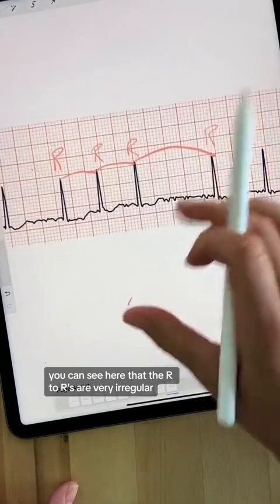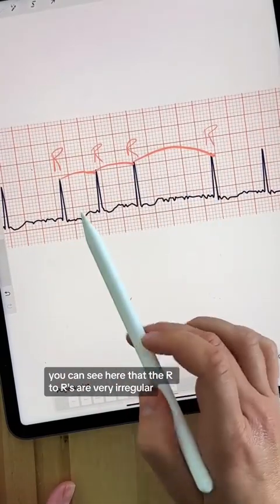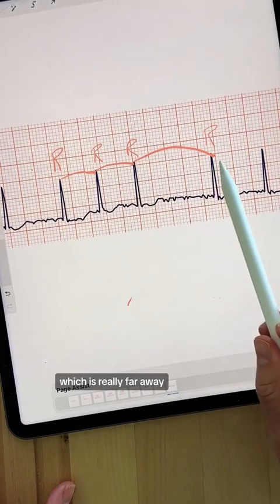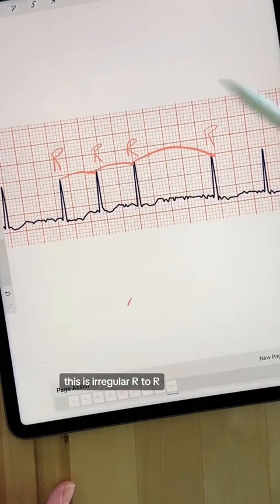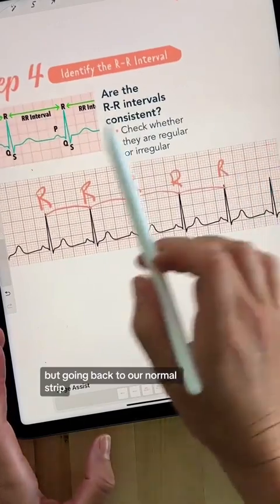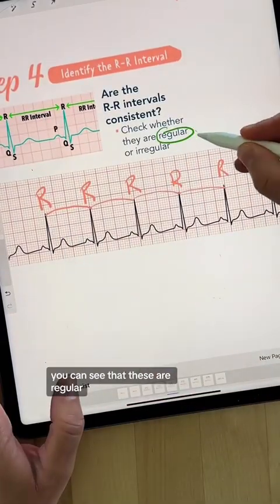You can see here that the R to R's are very irregular. We have some R's which are close, and then we have the next R which is really far away. This is irregular R to R. This right here is AFib. But going back to our normal strip, you can see that these are regular.